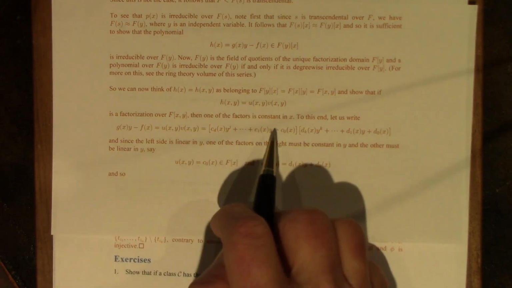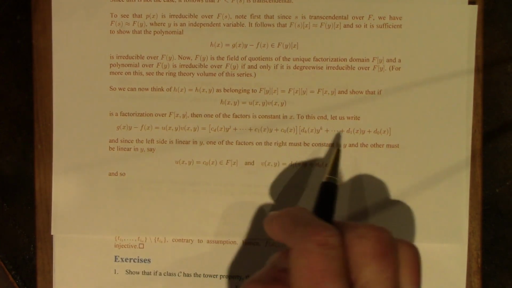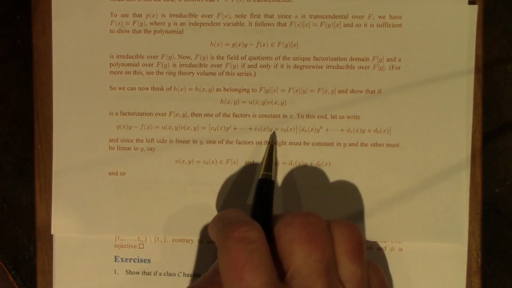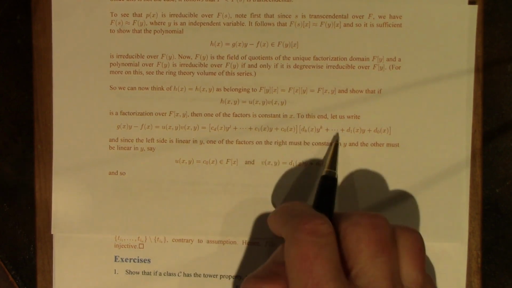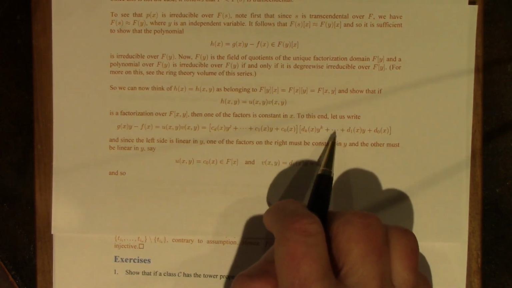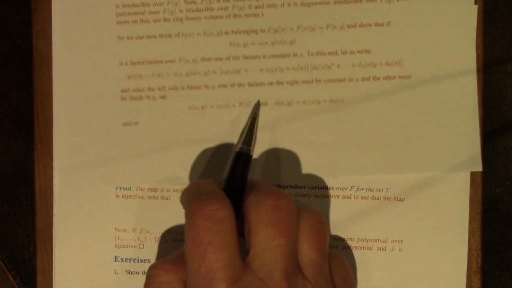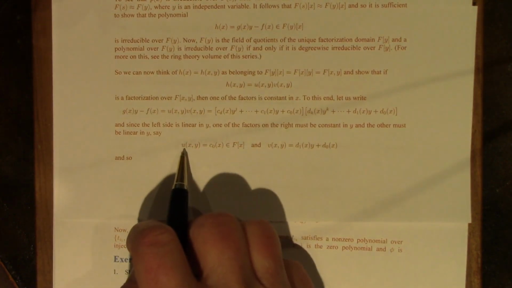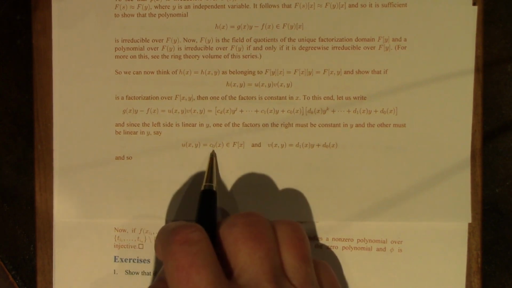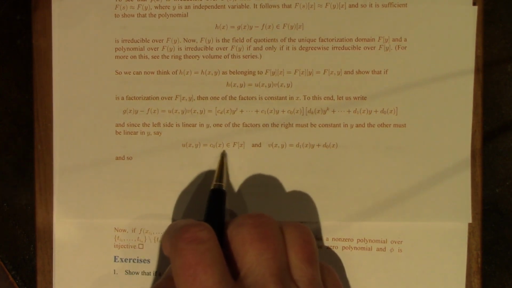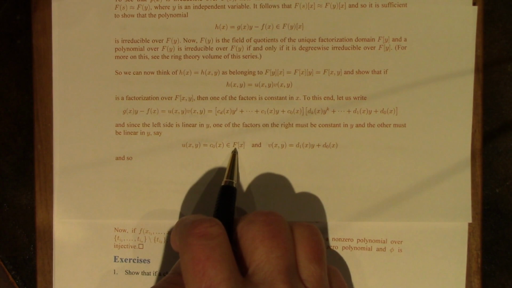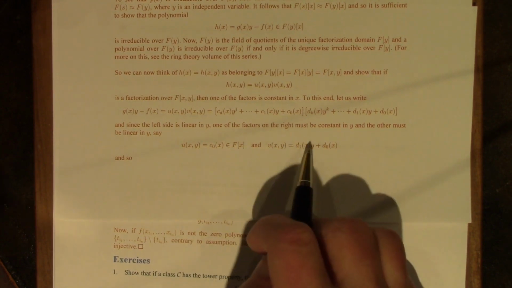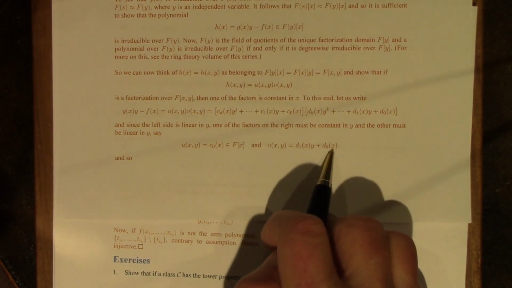Since the left side here is linear in y, one of these factors has to be constant in y, and the other has to be linear in y. And it doesn't matter which is which. There's a symmetry here, so we can assume u of xy is just a polynomial in x, and v of xy is linear in y.